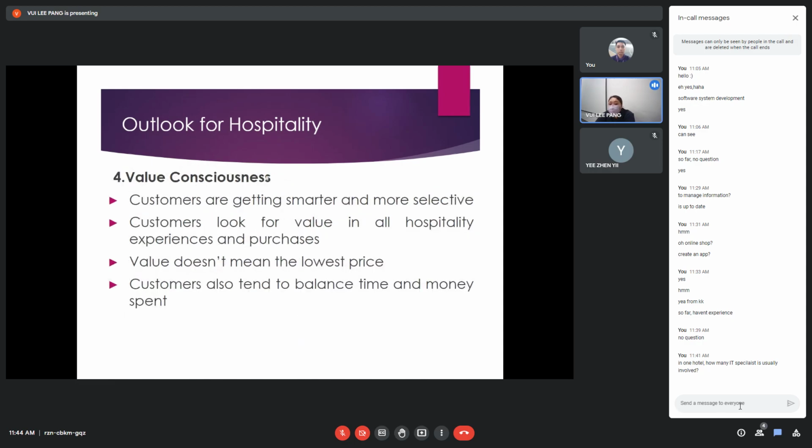Okay, and number 4, value consciousness. As customers are getting smarter and more selective, they will look for value in the hospitality experience and during their purchase. Value here does not mean the lowest price is the best. Customers also tend to balance time and the money spent. For example, during staycations, they are looking for the experience, like the food and the ambience.